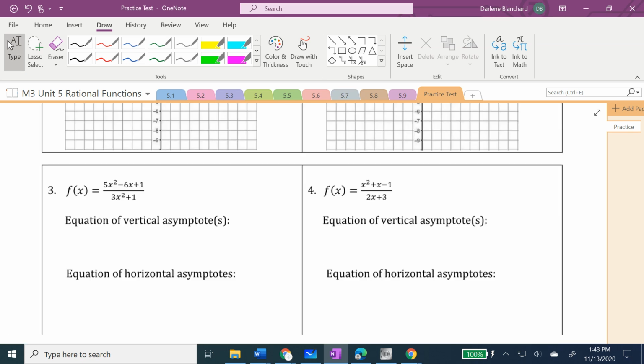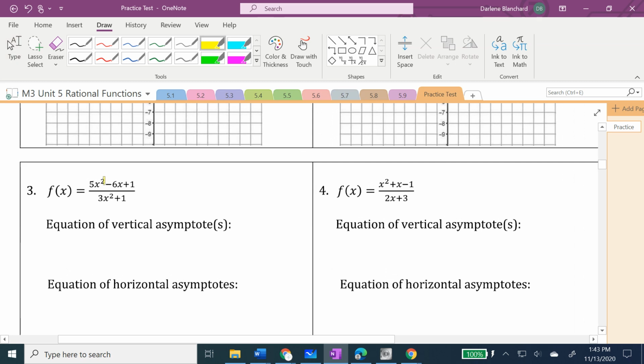You first check to see if the degrees match. Highest exponent on numerator and denominator are both 2. That means that it is just those leading coefficients, 5/3, for the horizontal asymptote.